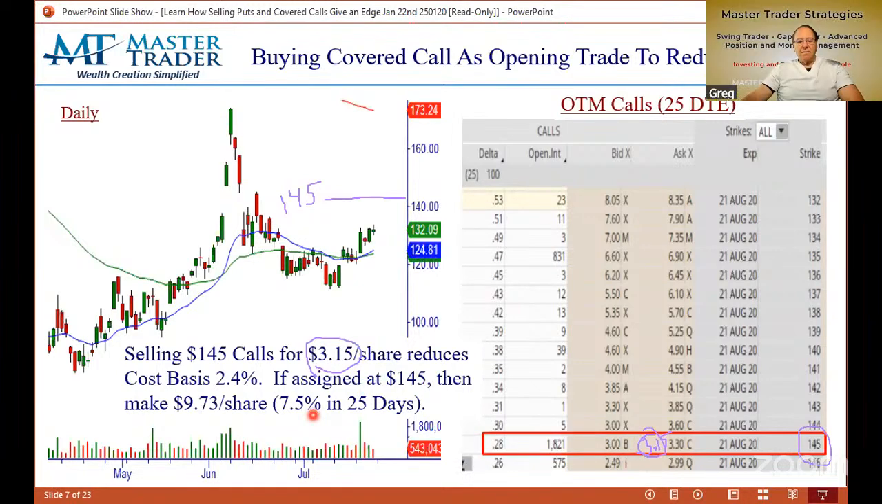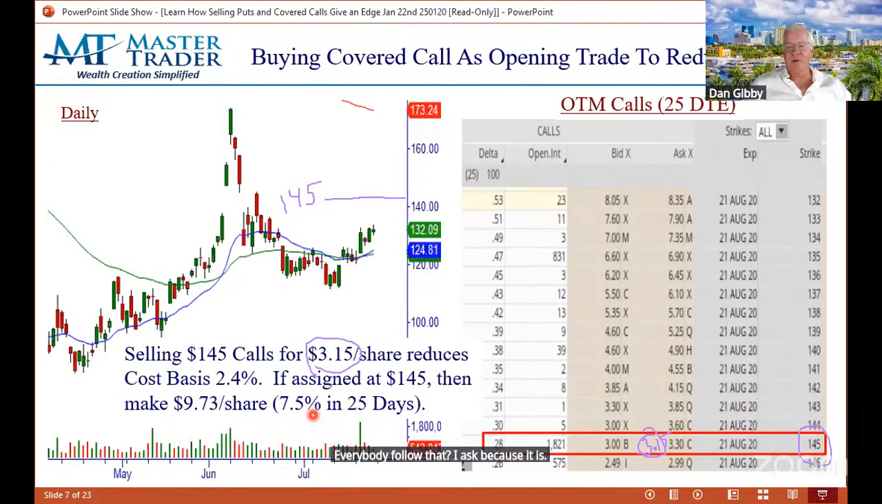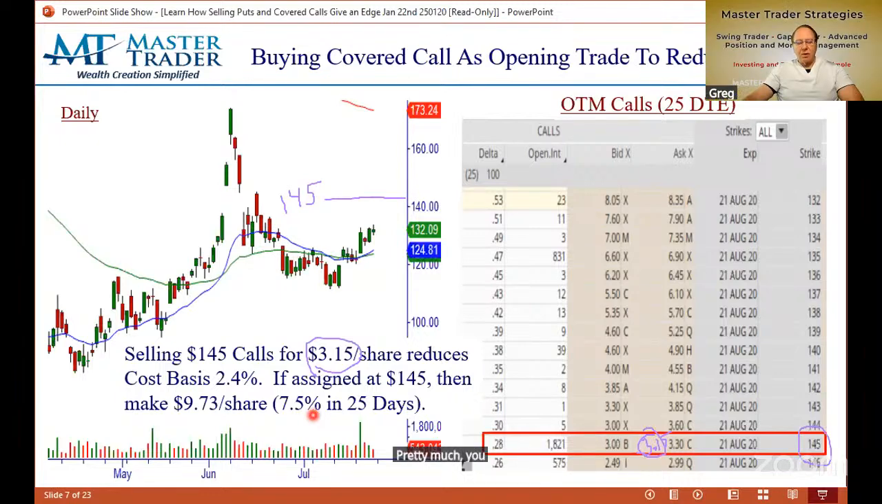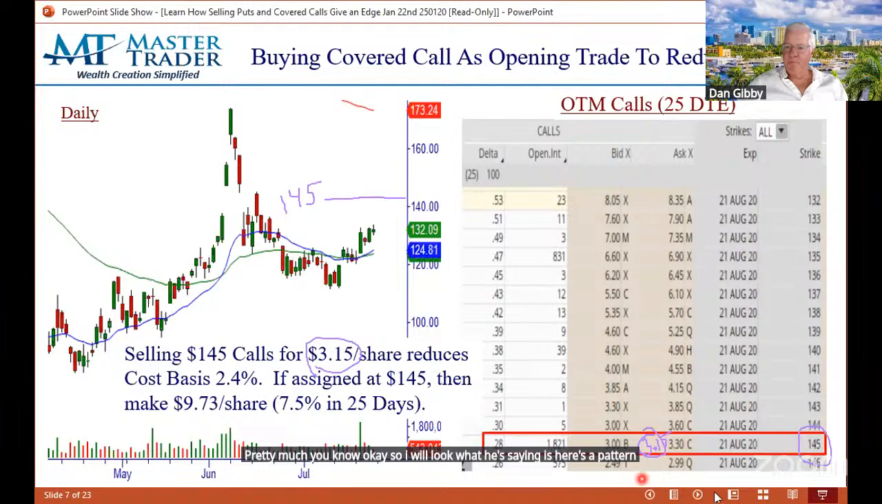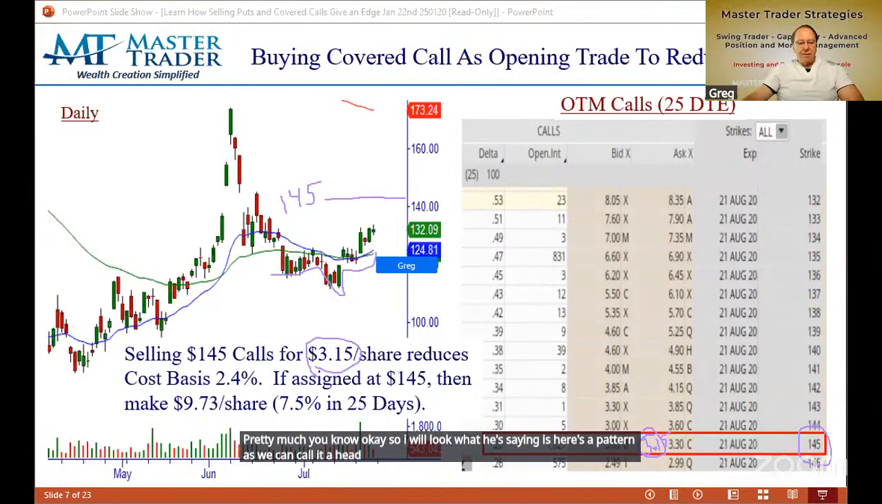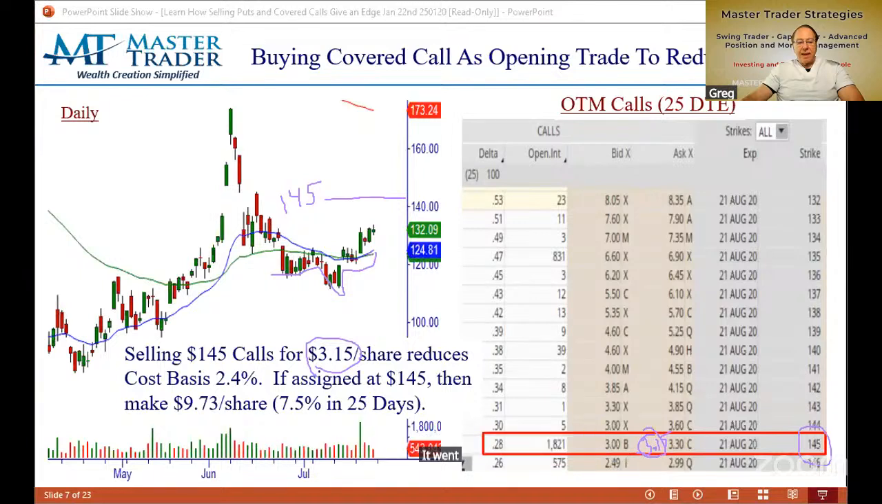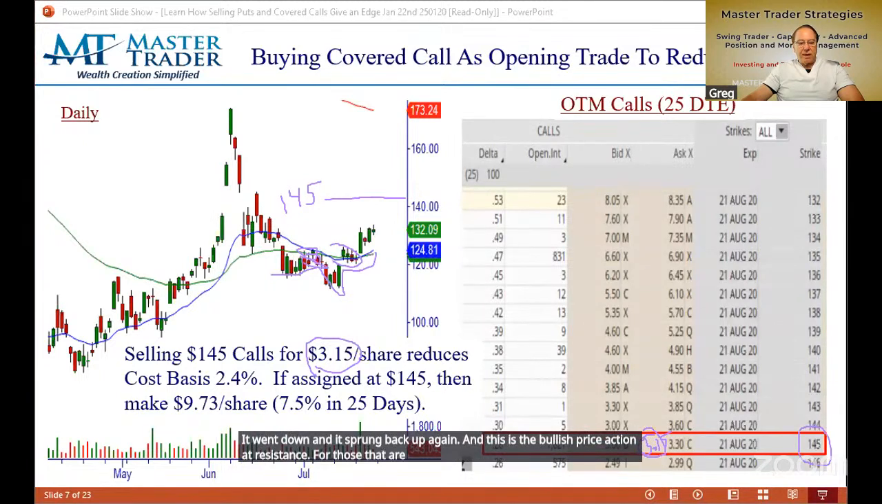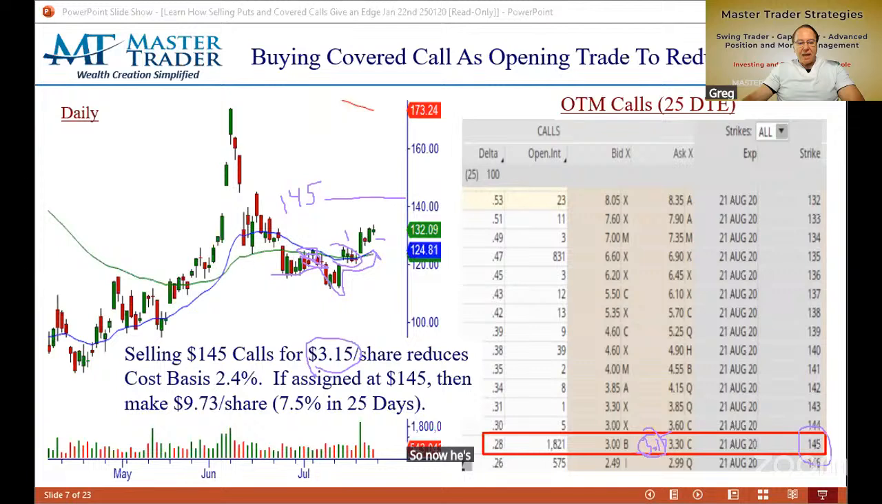Everybody follow that? I ask because I try to make it simple. So Raul, look, what he's saying is, here's a pattern. This week, you can call it a head and shoulders, you can call it a downside shakeout, whatever. It went down and it sprung back up again. And this is the bullish price action at resistance. For those that are familiar with how we look at things, wide range bar, it's a 1, 2, 3 little combo. So now he's saying, okay, let's buy the stock at 132.